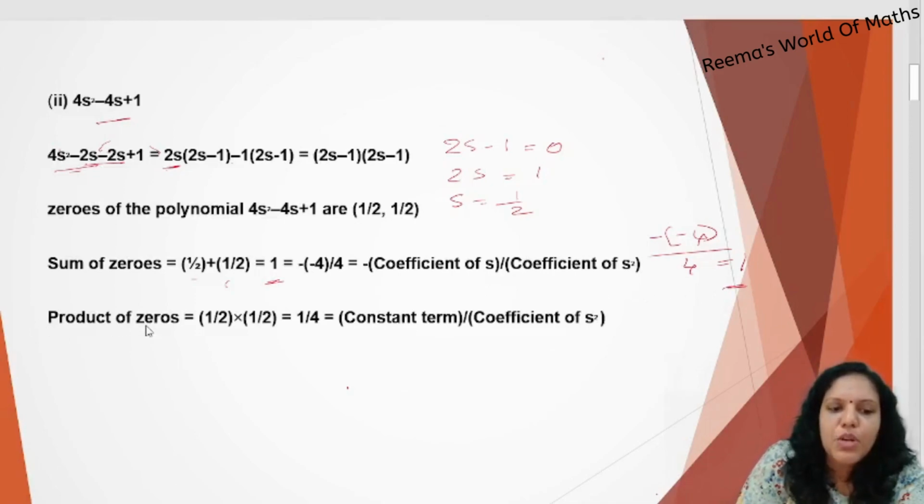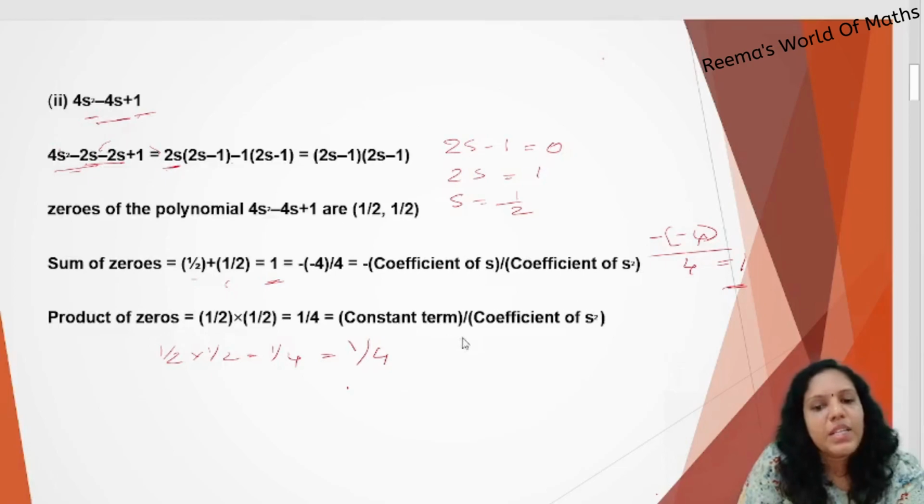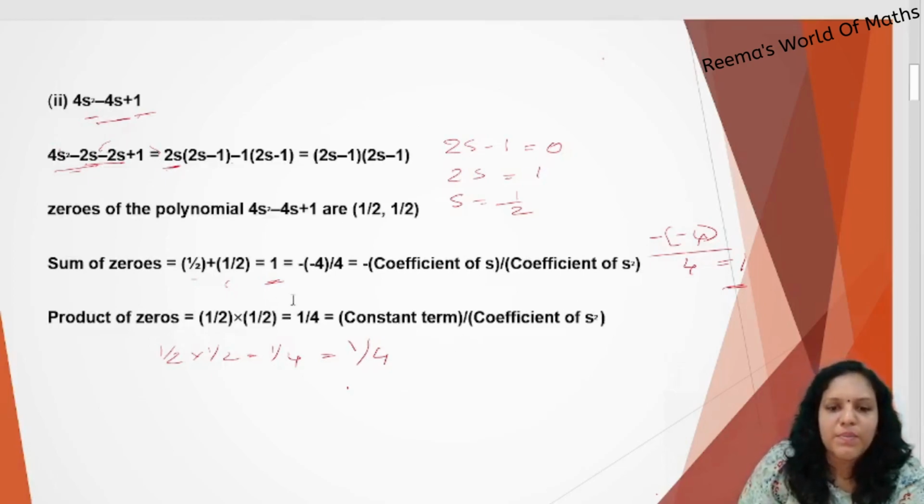The second one is the product of zeros, which is 1 by 2 multiplied by 1 by 2, will give you 1 by 4. And the constant term here is 1, and the coefficient of s squared is 4, which is also equal to 1 by 4. So we have verified the second relationship also, which is the product of the zeros is equal to the constant term divided by coefficient of s squared.